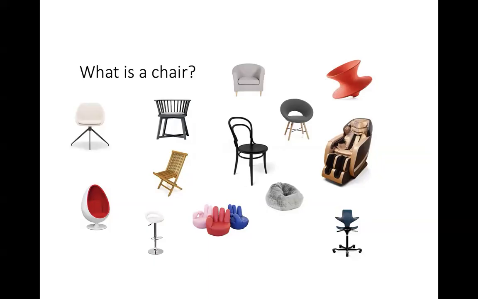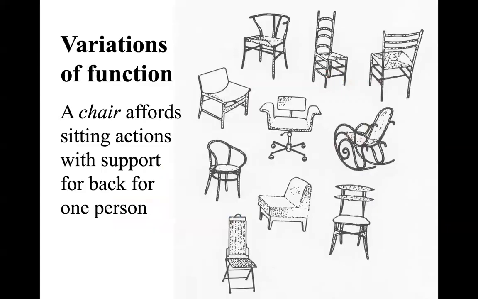Well, again, this goes back to what they afford. So you can define a chair as affording a sitting action with support for a back for one person. So it's a one-person thing. You can sit on it. It has more or less a flat surface. I mean, this is not perfectly flat, but sufficiently flat. And then it has a support for the back. That's what characterizes a chair.